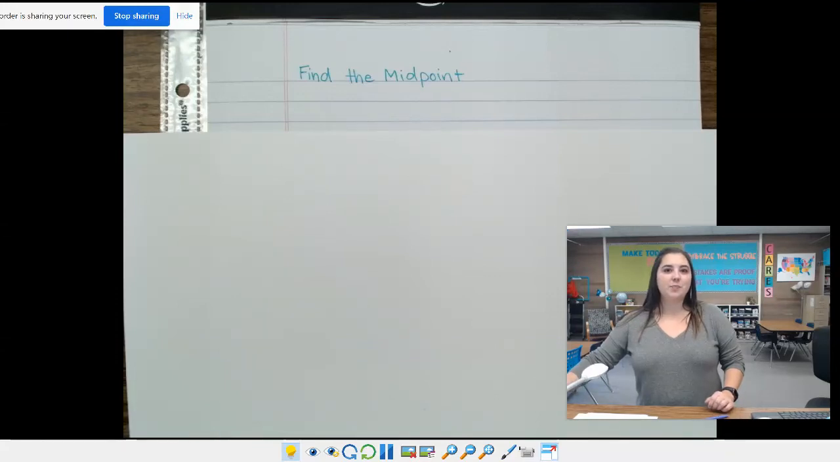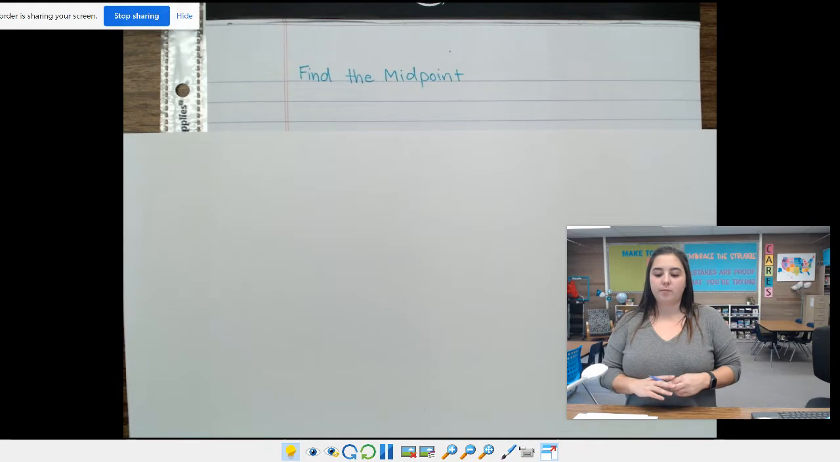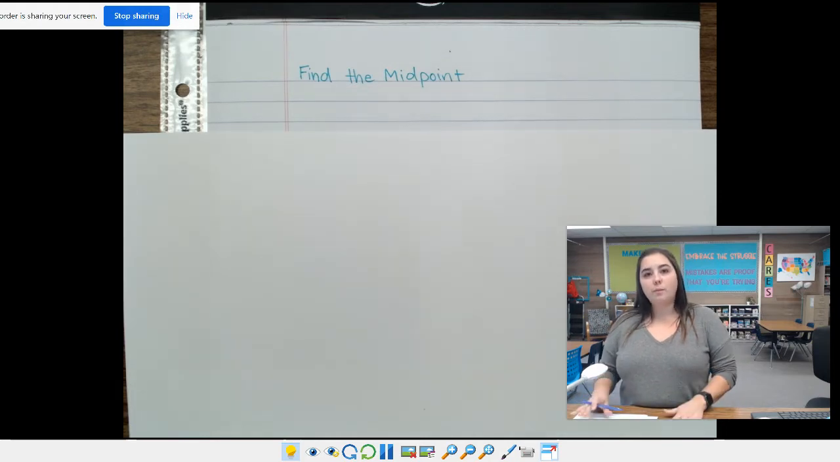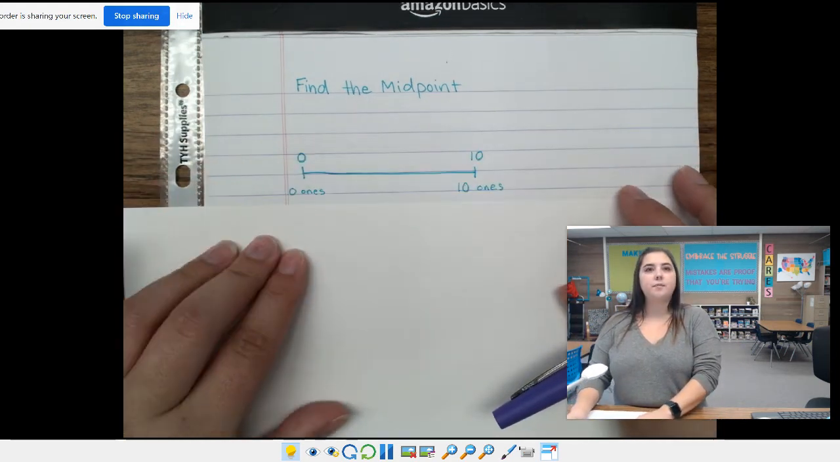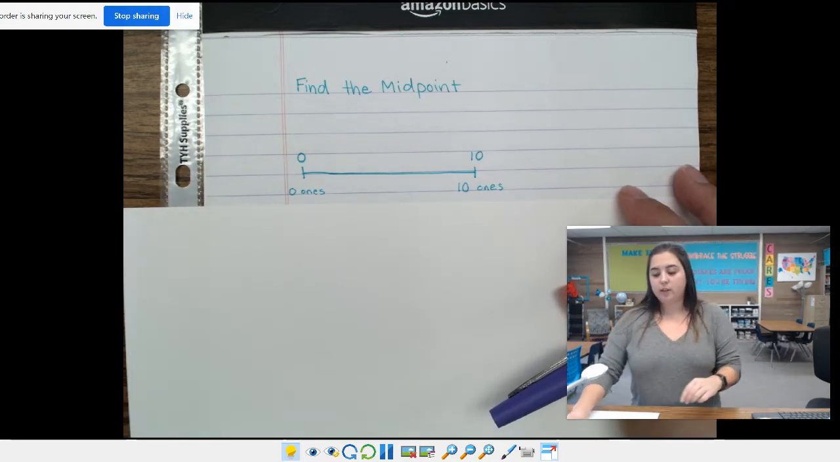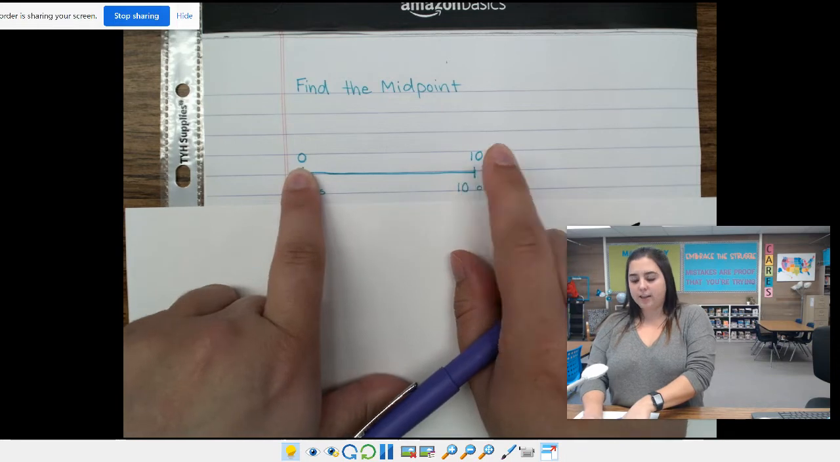Hi, fifth graders. For fluency for today, we're going to do an activity called Find the Midpoint. I'd like you to have out your whiteboard and marker, and you can solve along with me on there. So in Find the Midpoint, I'm going to show you a number line like this, and I've written it two different ways for you. So at the top, I have just the standard number, 0 and 10.